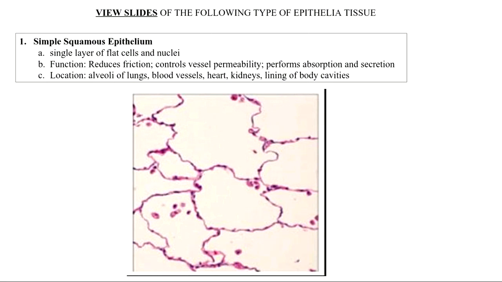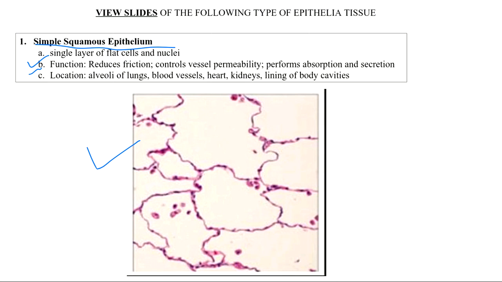To be very clear in terms of how I'll test you on this: if I show you this picture on the exam, you'll need to tell me what tissue it is, which of course is simple squamous epithelium. You also need to be able to give me one function and at least one location. There are oftentimes many functions and locations for these tissues, so we'll pare that down a little bit. If you can give me one function, one location, and correctly visually identify the tissue, that's what you want to do.